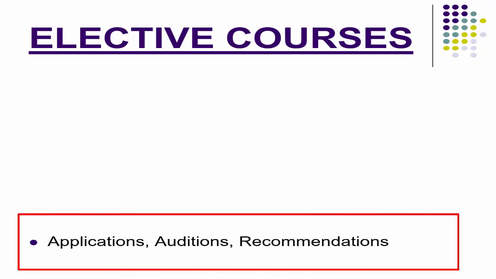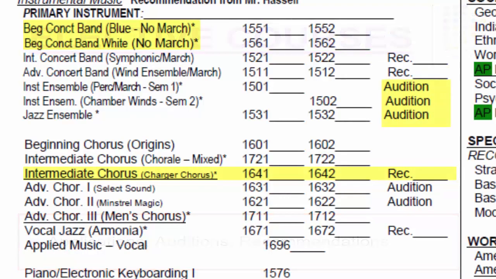Also keep in mind that some courses require an application, an audition, and/or recommendations. There will be an asterisk next to the course title if that particular course has a prerequisite. We do check these, and if you do not have the prerequisite, the course selection will be removed.